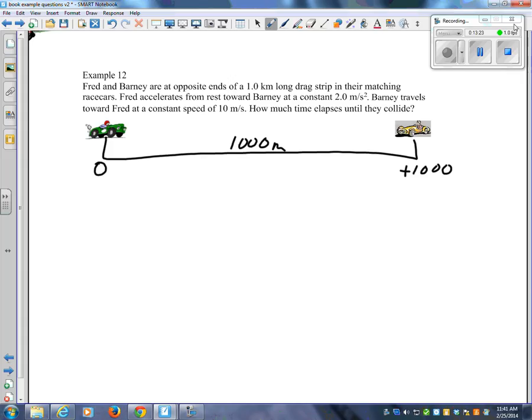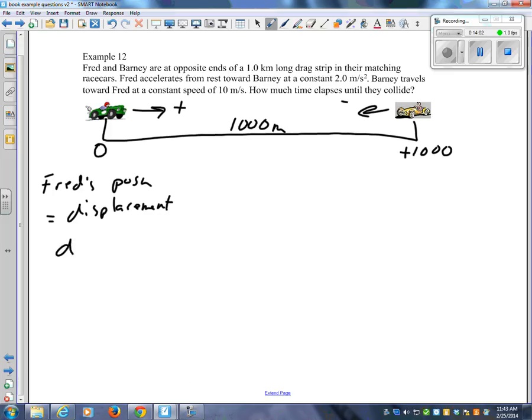Alright, so what we have to do is figure out when their positions are the same. Fred we're going to say is moving in a positive direction. Barney's going to be moving in a negative direction. Now, Fred's position is equal to his displacement. He starts right at 0, right? So Fred's position is equal to his displacement.